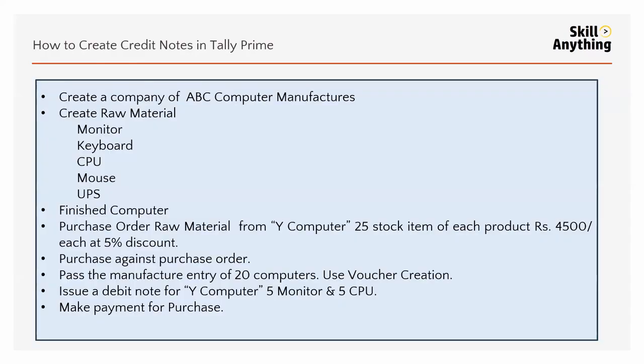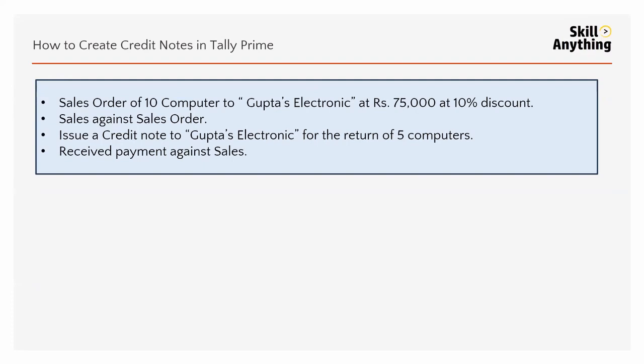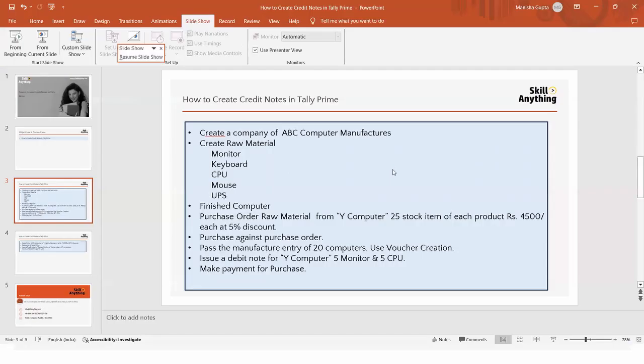We have already done in the previous video the creation of ABC computer manufacturers, the creation of raw material and finished computer, and the purchase entry. And we have also issued a debit note. Now next we will do the sales. There is a sales order of 10 computers to Gupta's Electronics at the rate of 75,000 at 10% discount. So let's move into Tally and create the sales entry.